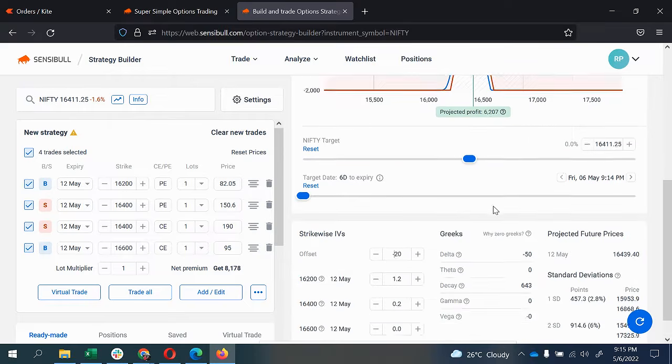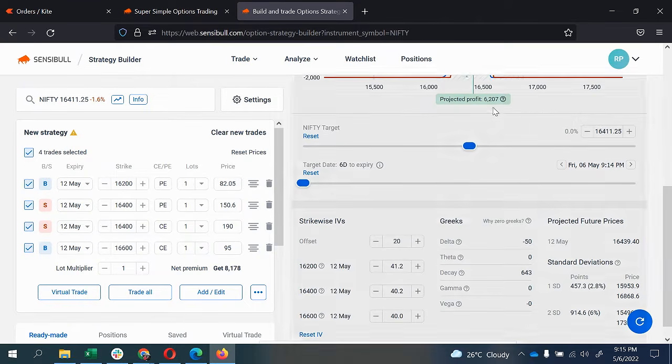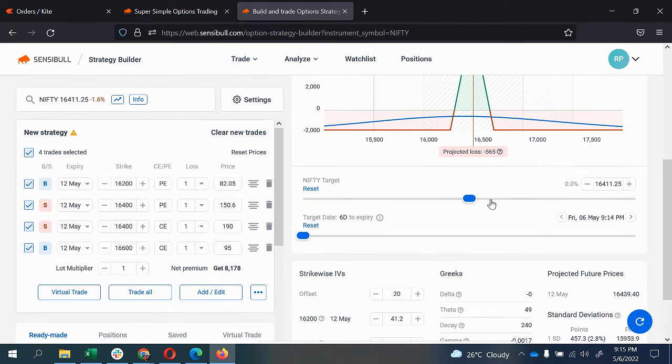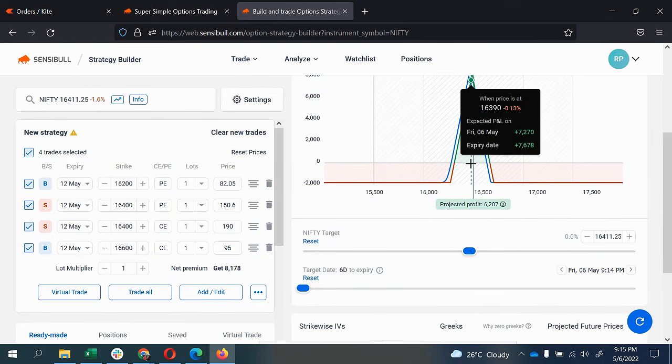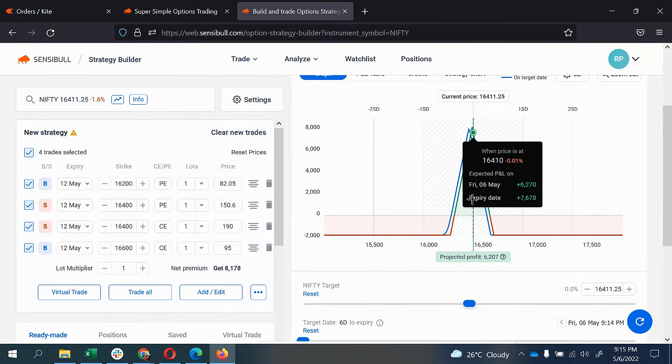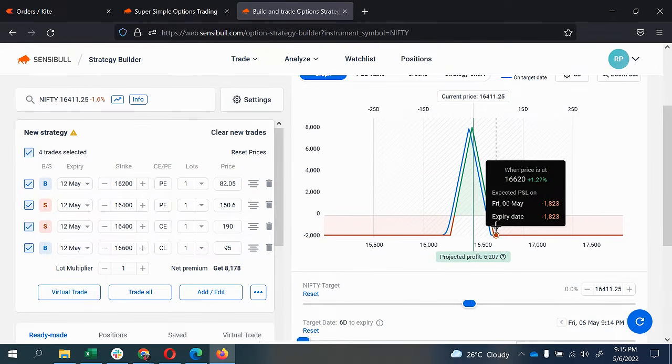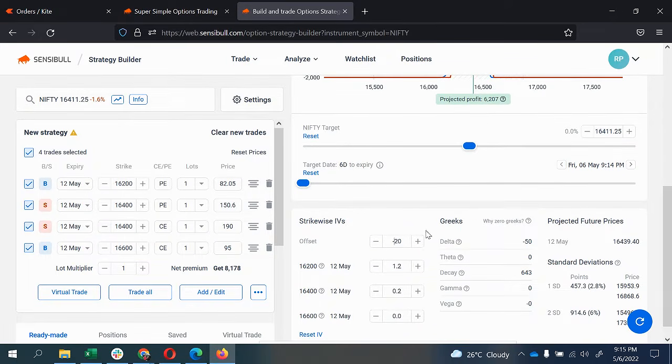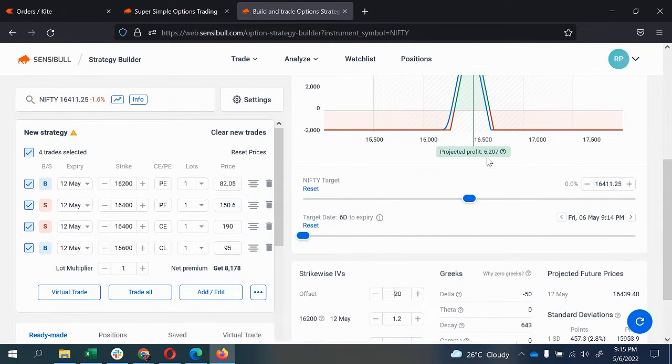See the profit, right? The moment I remove this minus symbol, you are into a loss of 500. But when the VIX falls by 20%, see the profit, you are getting 6,207. We have not made any changes. We have not even manipulated the market. Just the decreasing VIX has gotten you to this profit, right?